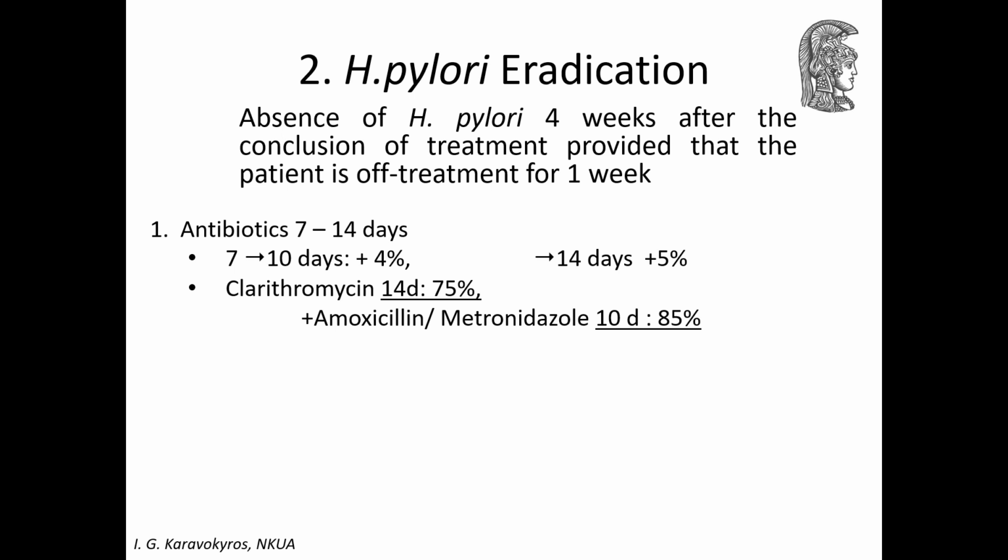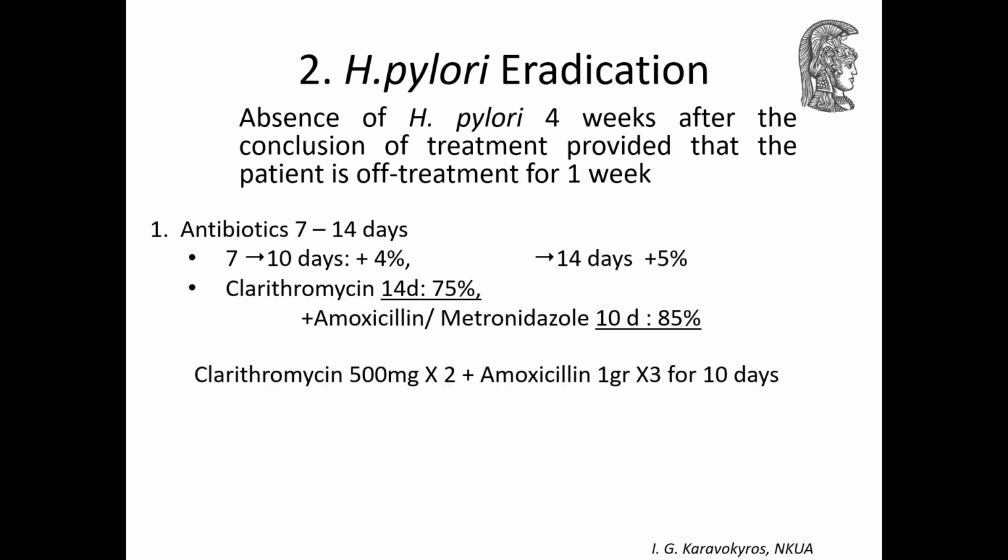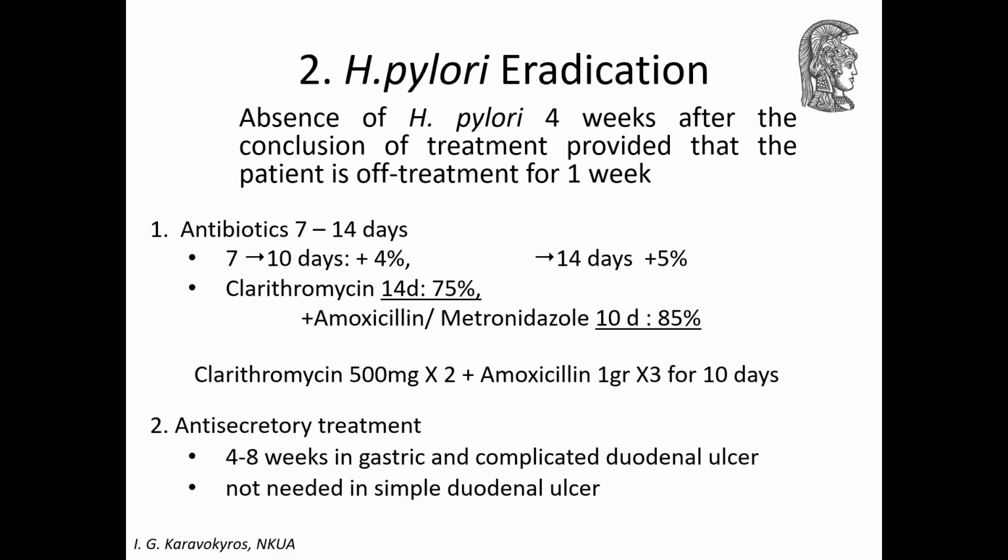Prolongation of antibiotic treatment from 7 to 10 days increases the eradication rate by 4%, and to 14 days by 5%. A combination of antibiotics increases the eradication rates and shortens the course. The commonest regimen is clarithromycin 500 mg twice daily plus amoxicillin 1000 mg 3 times daily for 10 days. In gastric and complicated duodenal ulcers, PPIs are continued for 4 to 8 weeks, allowing for the ulcer to heal. This is not necessary for simple duodenal ulcers.